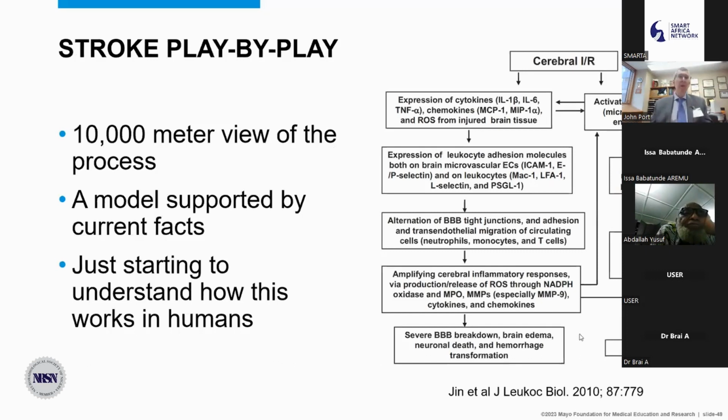Okay, we're going to use a very, if you will, bird's eye view of the whole inflammatory cascade. Now, this is a model and it's supported by the current facts. You can see the details of those on the right side. We're just starting to understand how all this works in humans. So take what I'm telling you with caution, because I'm sure things that I'm going to explain are wrong because we don't know any better today. In 5 years, this will be more clear, but you get the idea.